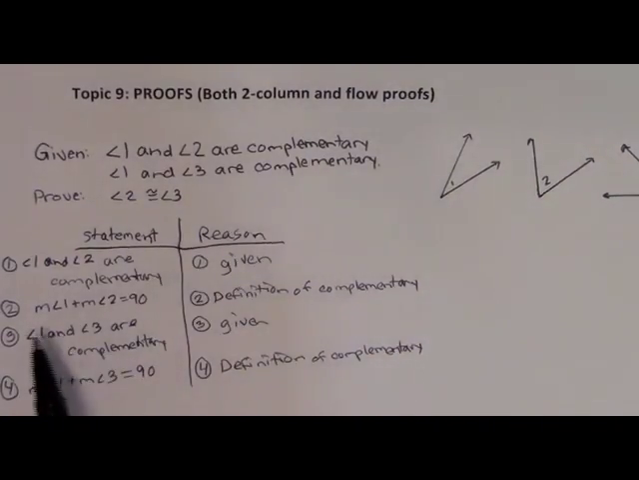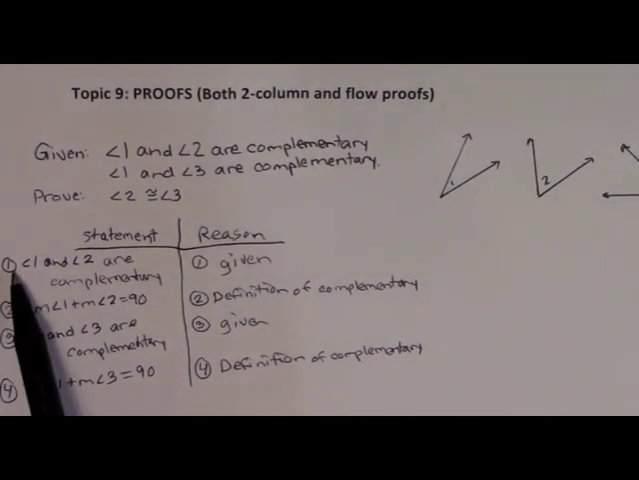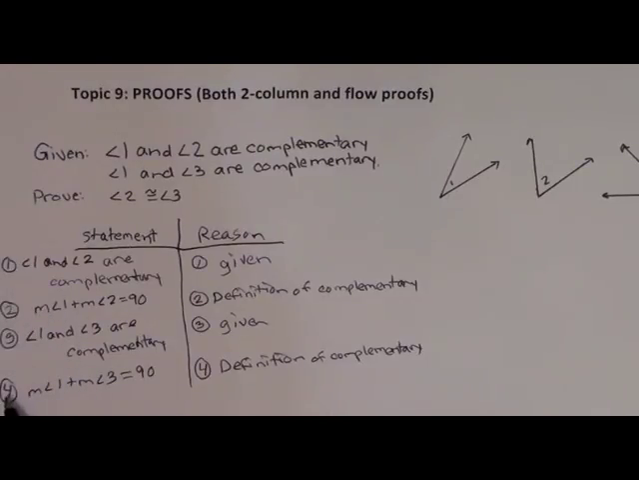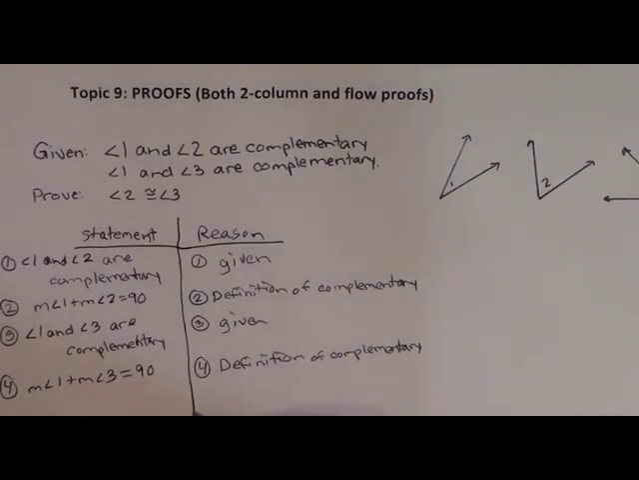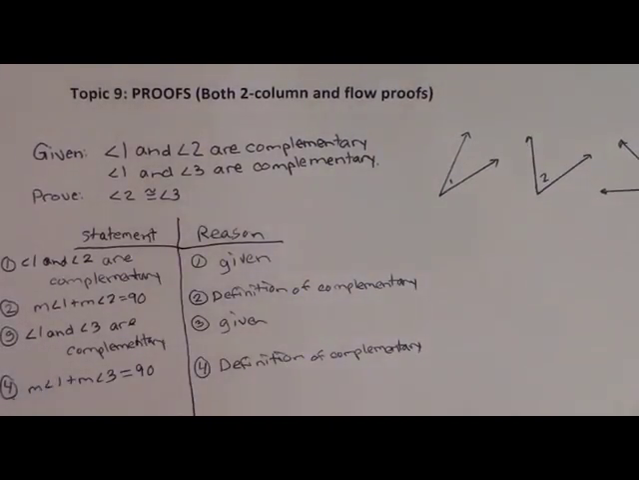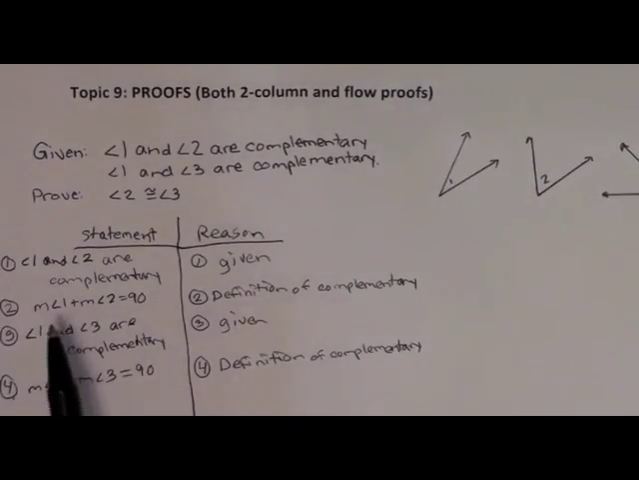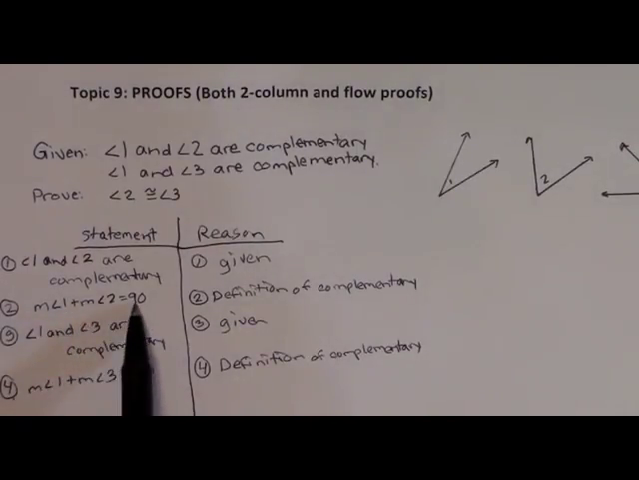Now notice, to get line 2, we used line 1. So we don't need to use line 1 anymore. To get line 4, we used line 3. So we don't need to use line 3 anymore. That means that to continue the proof, we need to use lines 2 and 4 because we haven't used those yet. So the measure of angle 1 plus the measure of angle 2 equals 90. And the measure of angle 1 plus the measure of angle 3 equals 90. Well, notice, they're both equal to 90 degrees.